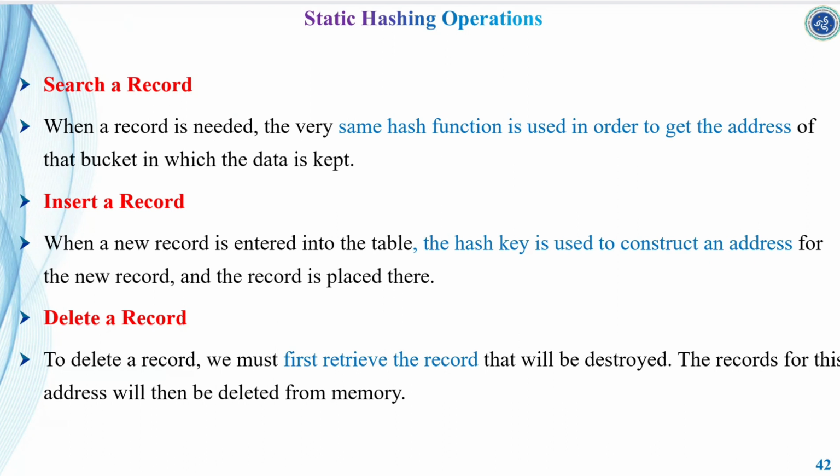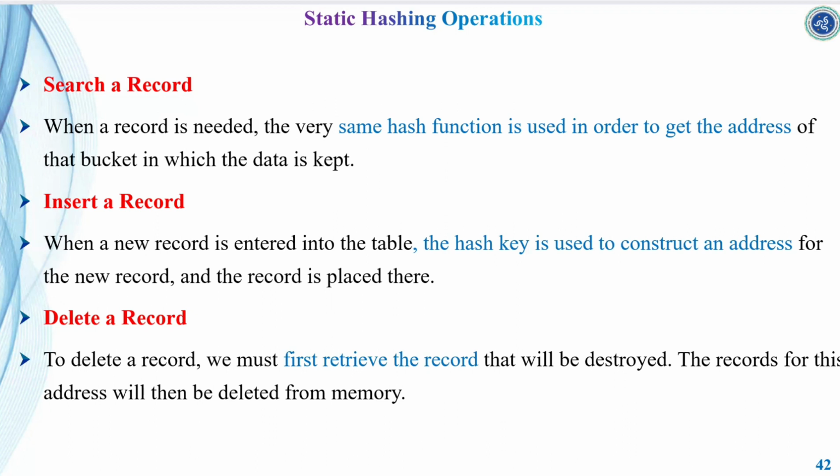In static hashing, first we look at how to search for a record, then how to insert a record, and third, how to delete and update a record. While searching for a record, the same hash function has to be used. Whatever hash function you choose, that same function must be used to get the address. After getting the address, you can search in that particular bucket where the data you are searching for is kept.